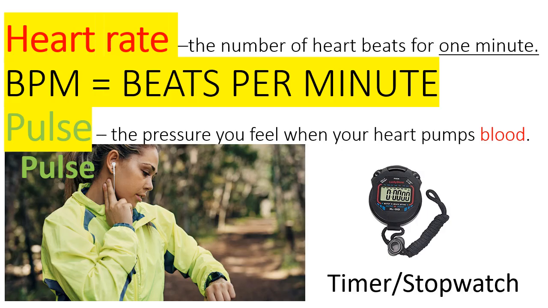Next unit is body systems. So heart rate is the number of heartbeats for 1 minute. BPM stands for beats per minute, and pulse is the pressure you feel when your heart pumps blood. So what apparatus can we use to measure heart rate? We can use a timer or a stopwatch. Picture.